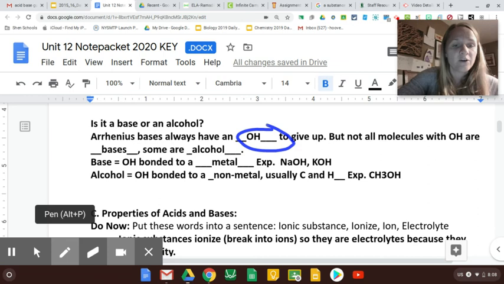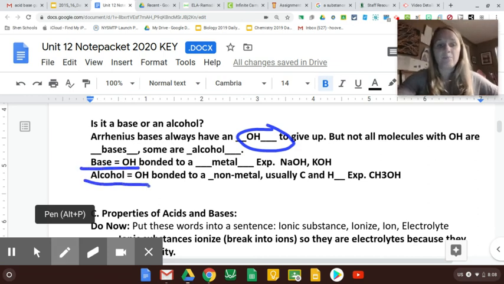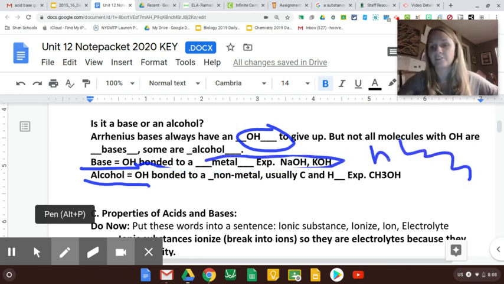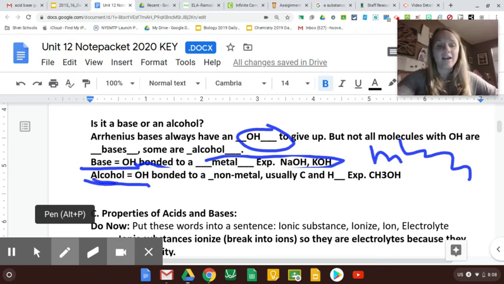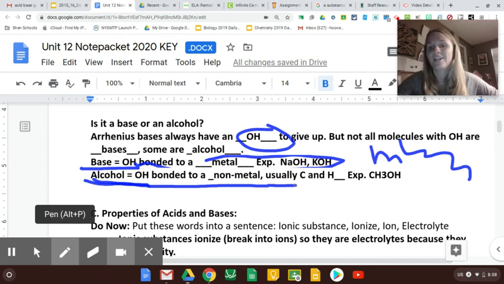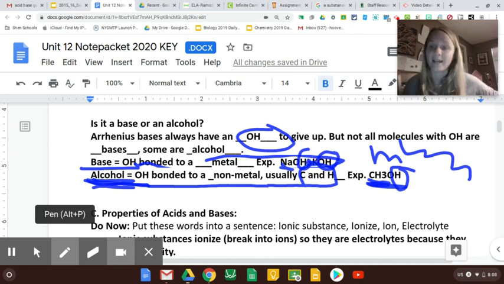So how are you going to know if it's a base ending in OH or an alcohol ending in OH? A base is going to be an OH bonded to any metal. So remember, metals are anything to the left of the staircase. And an alcohol is an OH bonded to something else that's not a metal. Usually it's a C and an H like this. So if you see an OH stuck onto some C's and H's, that's an alcohol. If you see an OH stuck onto some metals, that's a base.